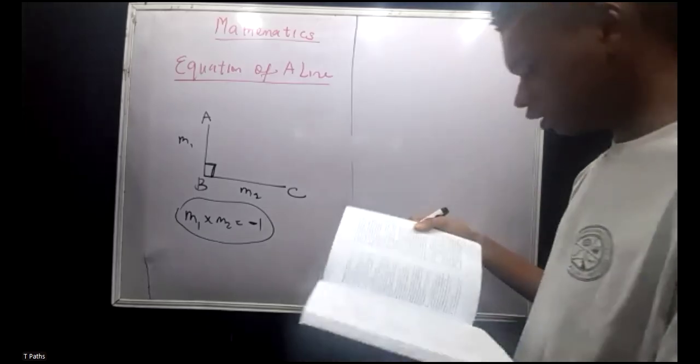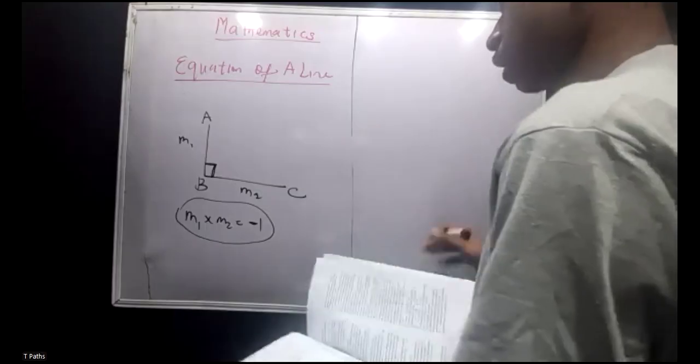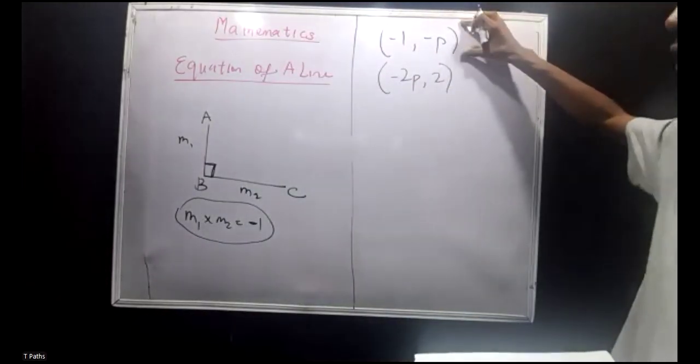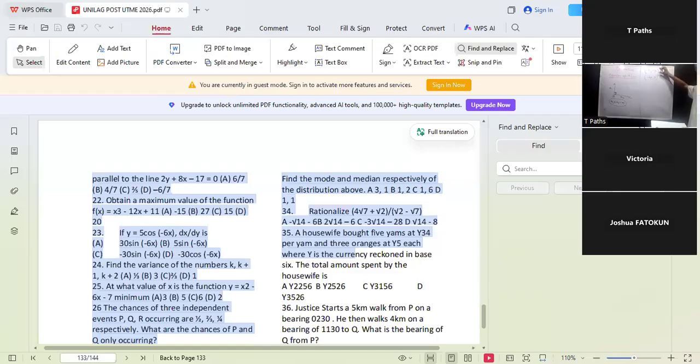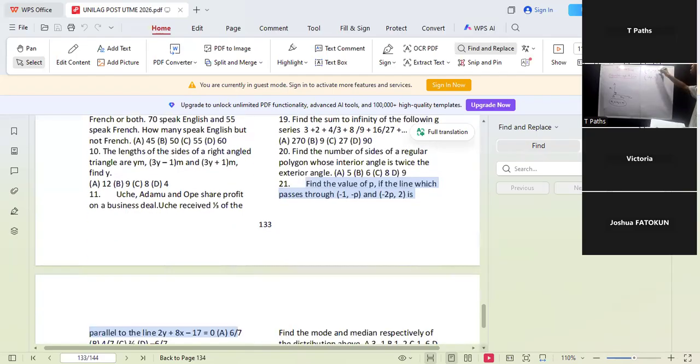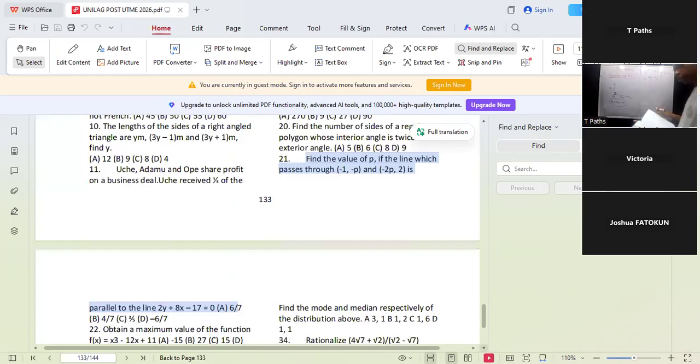So I'm to find the value of P if the line which passes through the points minus 1 comma minus P and minus 2P comma 2. So this is a line that passes through these 2 points. The first point is minus 1 comma minus P. The second point is minus 2P comma 2. Now, this line that passes through these 2 points is parallel to this line, 2y plus 8x minus 17 equals 0.